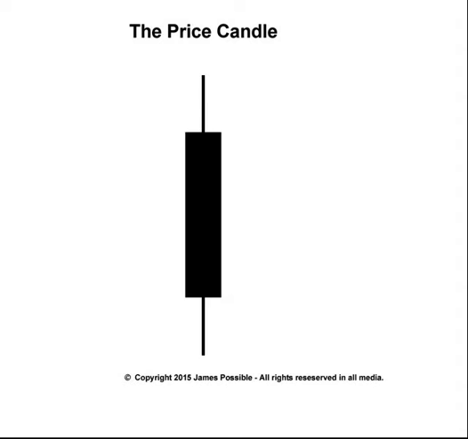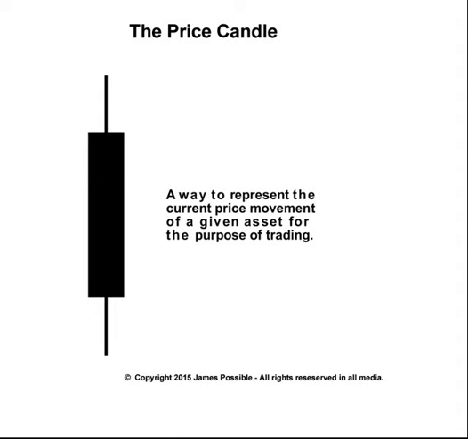And here is a simple candle example. I'll tell you more about it as we go. Now, a candle is just a way to represent visually a current price movement of a given asset. And by asset, in Forex, it'd be a currency pair. In binary options, it could be a currency pair, it could be oil, it could be a stock, for the purpose of trading.